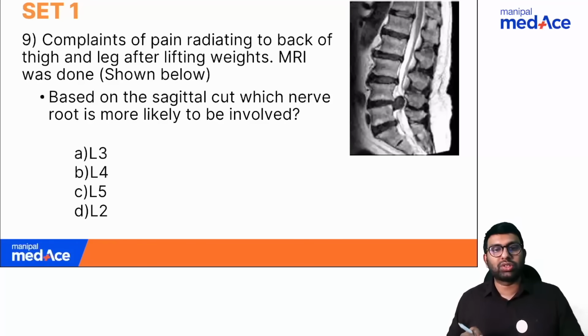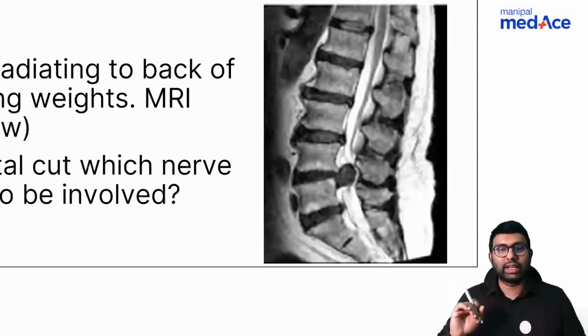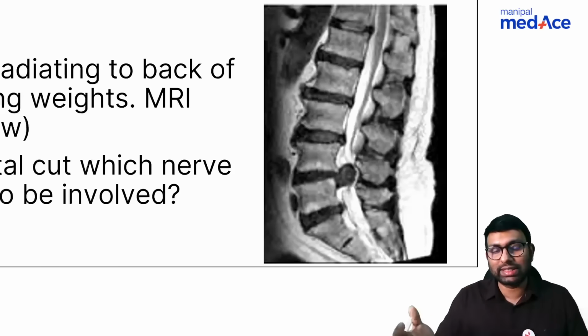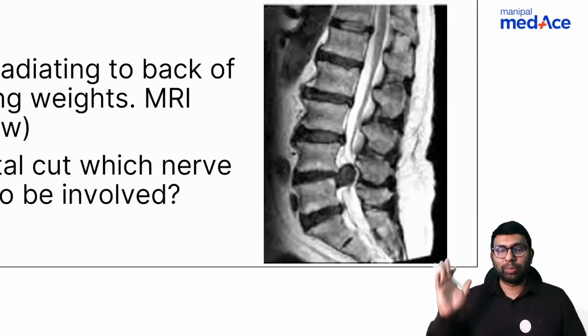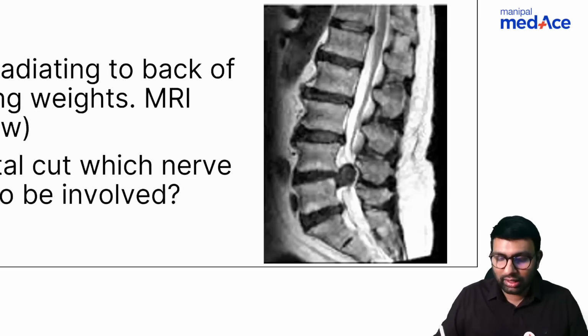Coming to the next question, complaints of pain radiating to the back of the thigh and the leg. After lifting weights, MRI was done. Based on this sagittal cut of the MRI that you're seeing, which nerve root do you think is more likely to be involved? And they've given you a sagittal cut of an MRI. So the examiner now is expecting you to read not just X-rays, MRIs as well. So based on this cut, you have to tell where the disc has come out. So you have to mark the vertebrae.